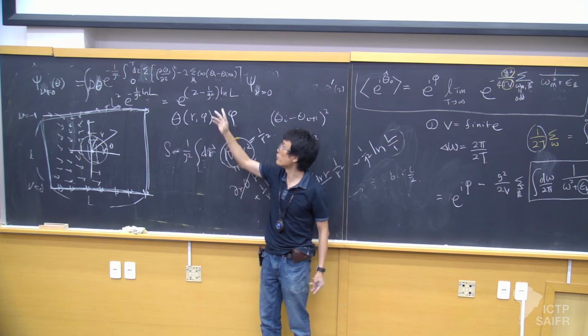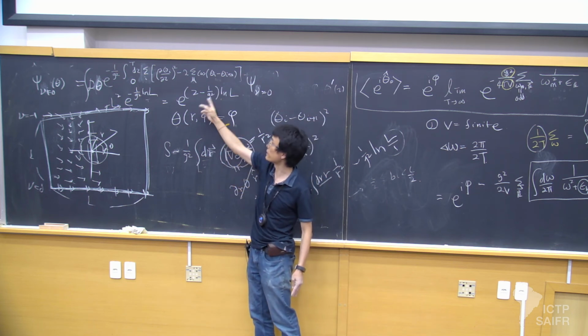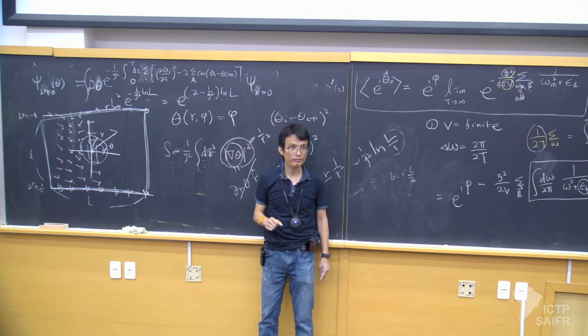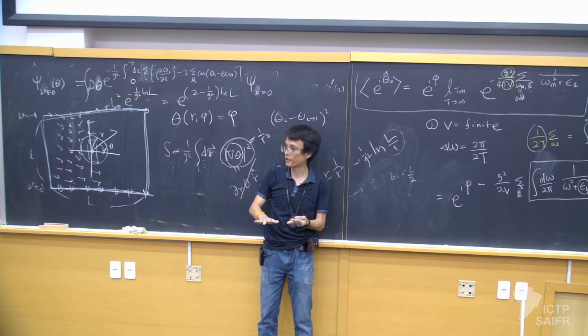So when g is smaller than a certain critical value, in this schematic 1 over 2, instanton is suppressed. Therefore, the ground state is stuck in one topological sector. Therefore, there exists a topological order.